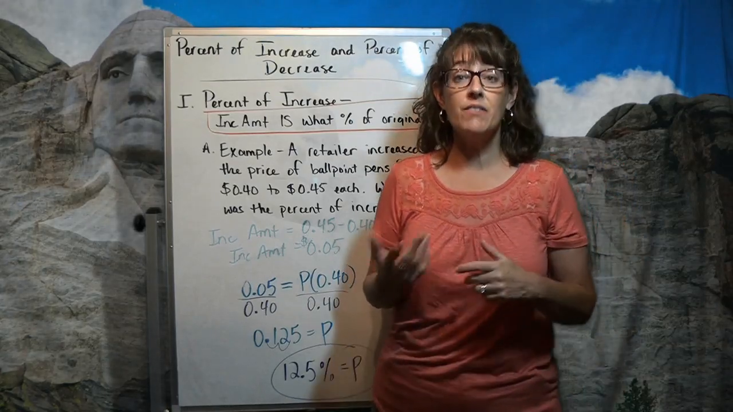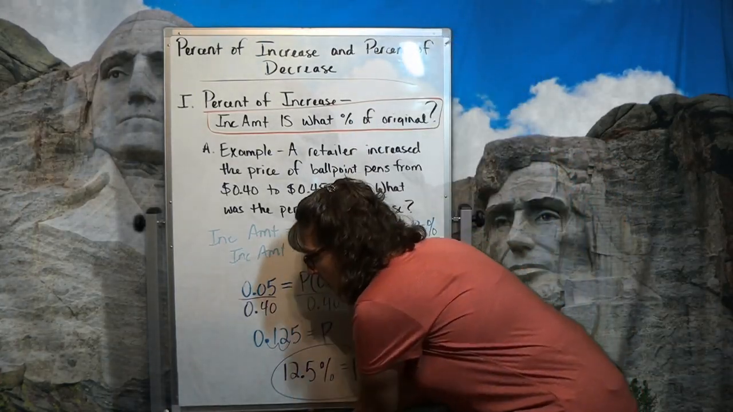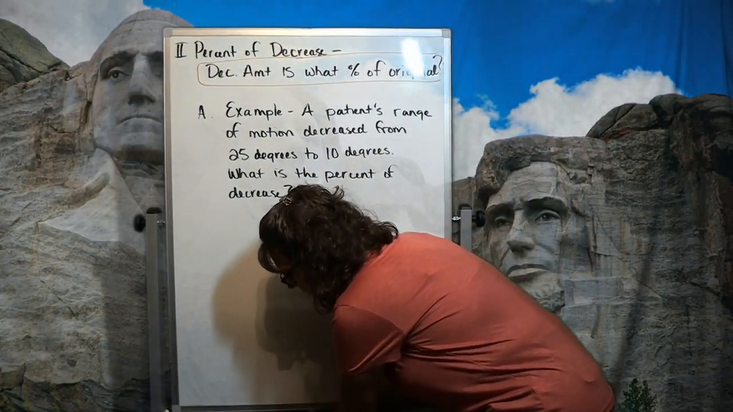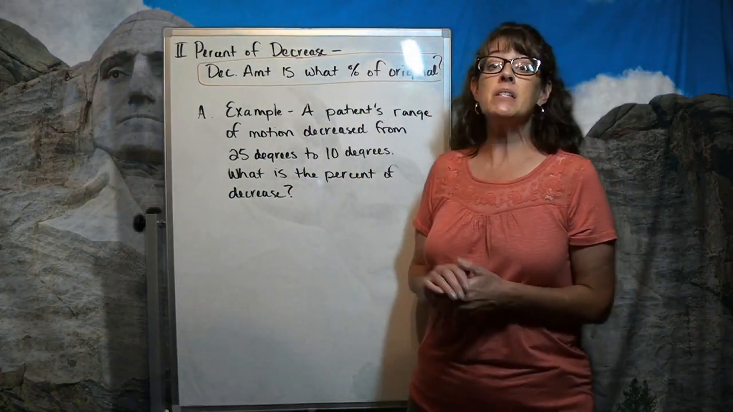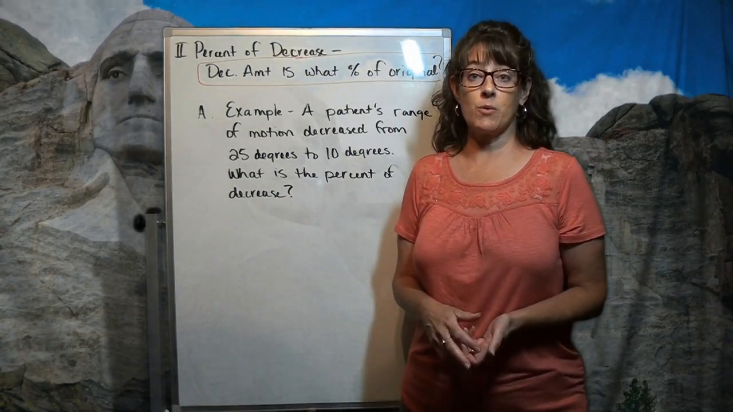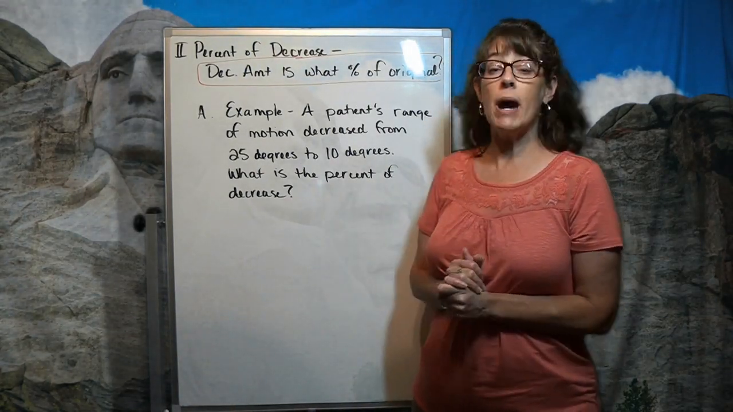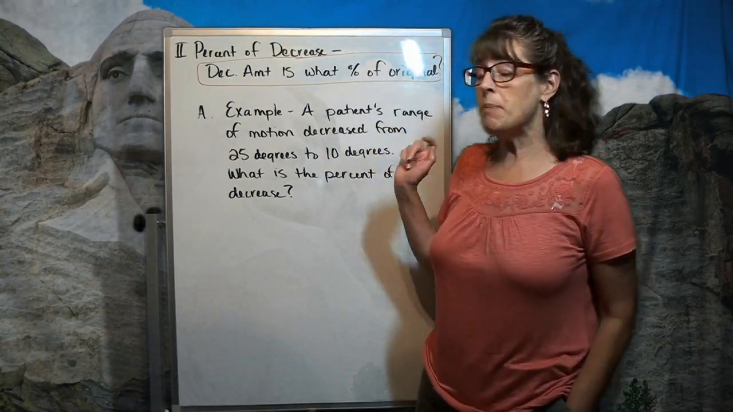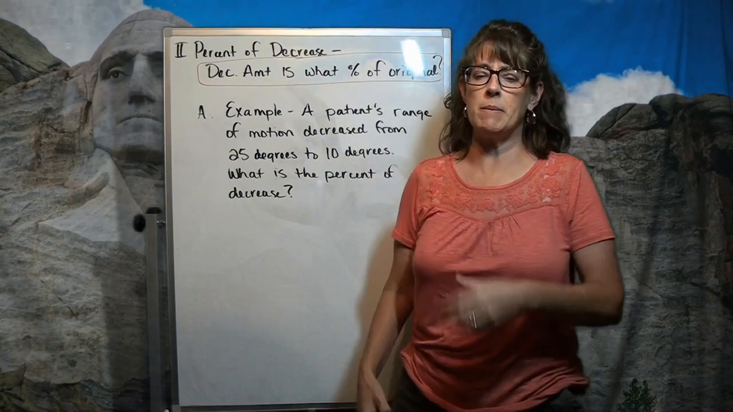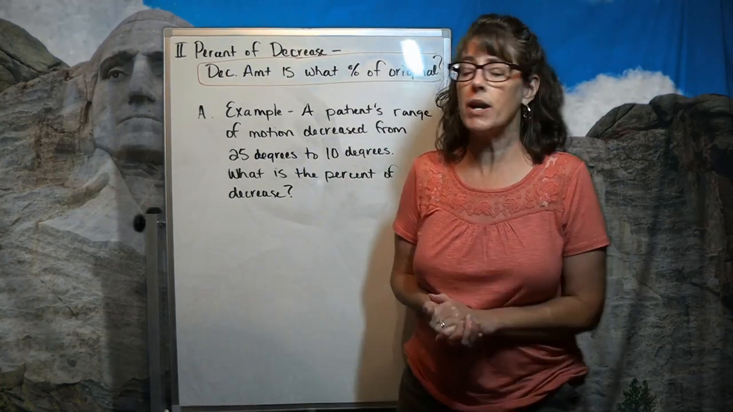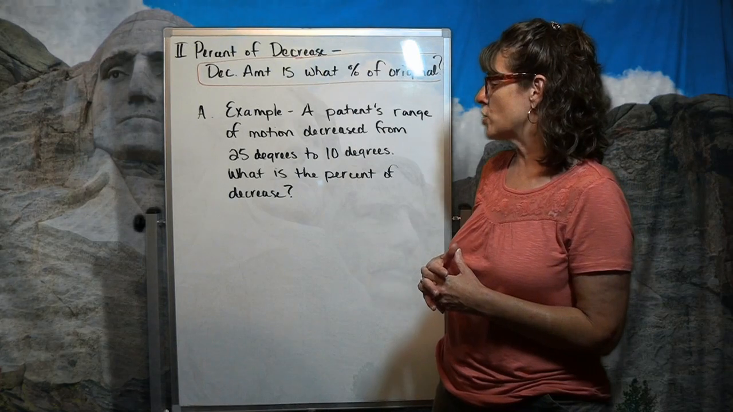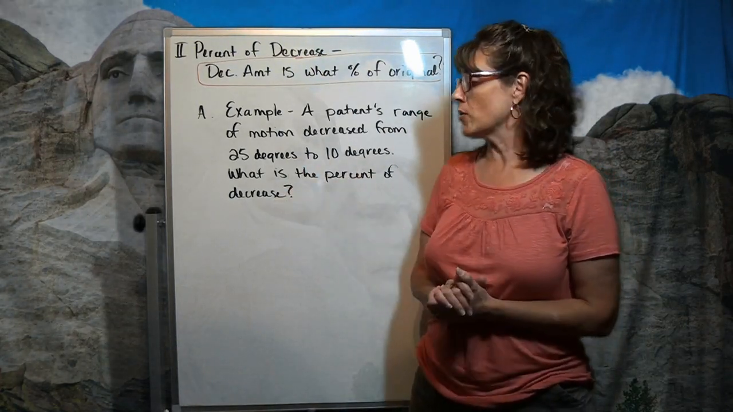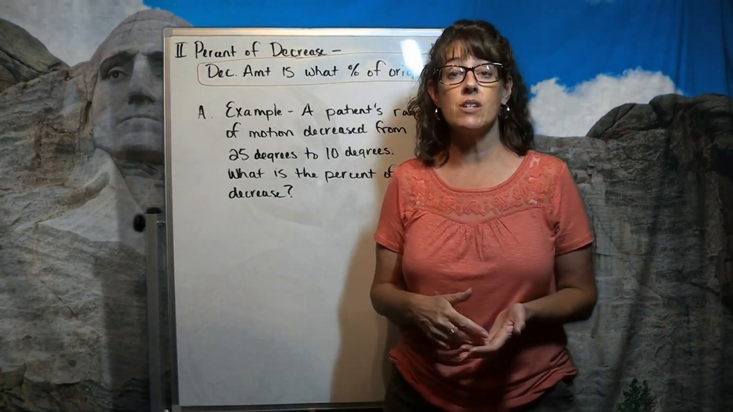So like I said, this is how percent of increase works, and what you saw was percent of decrease is a very similar idea. With percent of decrease, same question, but it's the decrease amount that is what percent of the original. So let's take a look at this situation. Now we're not doing dollars and cents here. We're looking at a situation where we have this patient, and maybe it's a shoulder, or a knee, or an ankle, or wrist, or whatever, but the patient's range of motion has decreased, not going well here, from 25 degrees to 10 degrees. And we want to know, what is that percent of decrease that has happened?